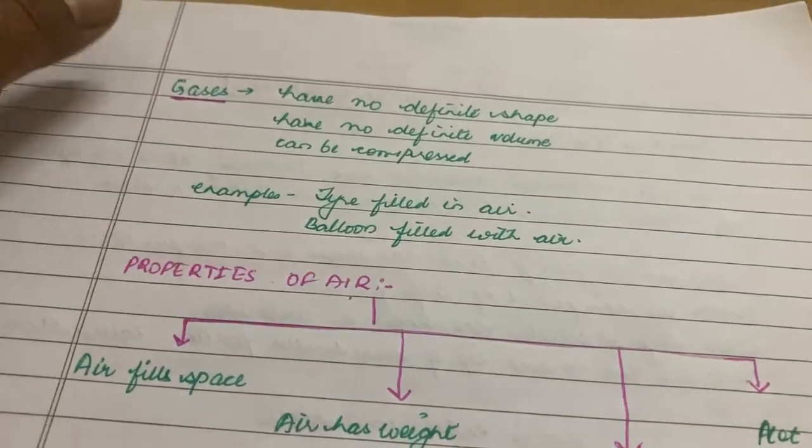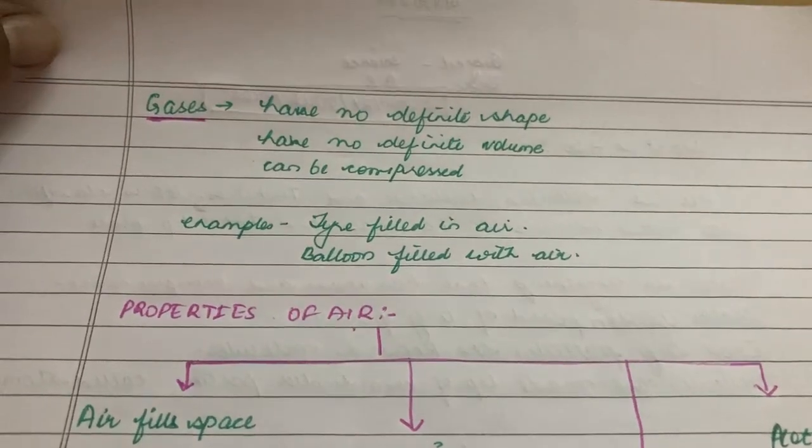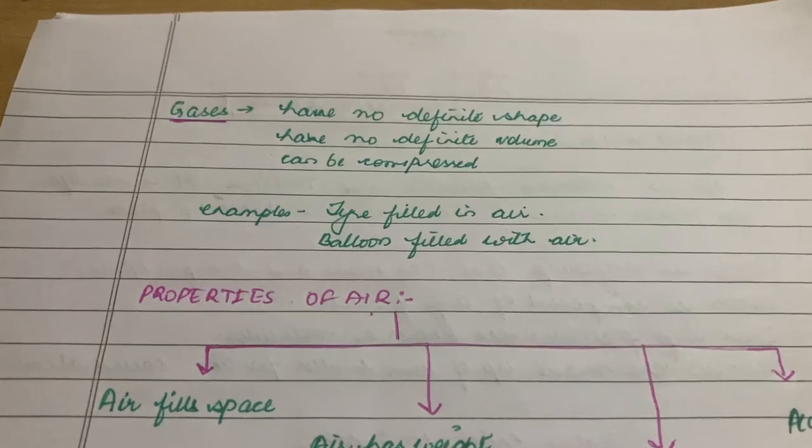So gases don't have a definite shape, they don't have a definite volume, they can be compressed, and the examples are a tire filled with air, a balloon with air, etc.